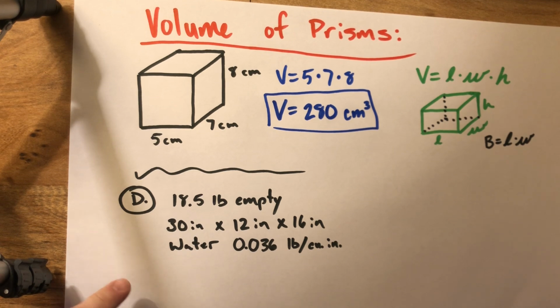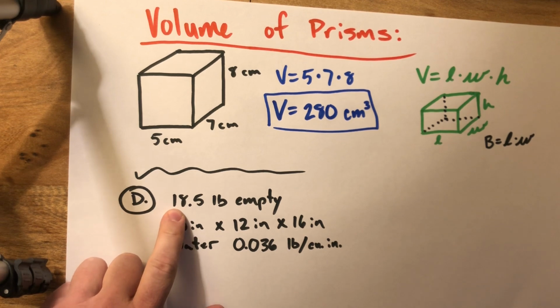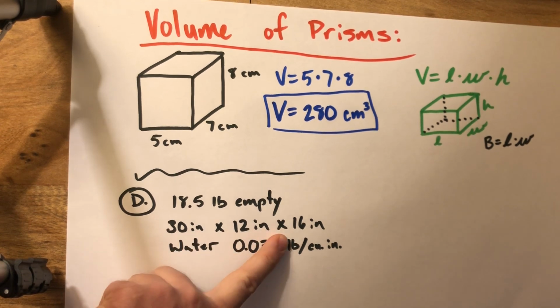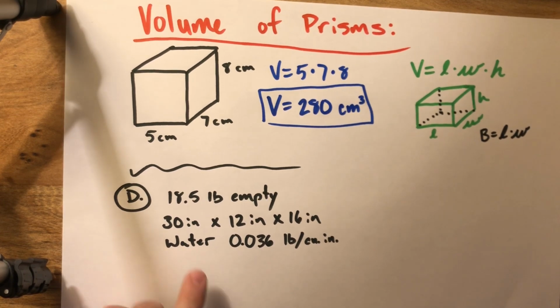So you can see I've listed the needed information here. We have the 18.5 pound empty weight. We have the dimensions, which we're going to be finding the volume of. And in fact, the order that I put them in is just fine to multiply. And then each one of those cubic inches of water weighs 0.036 pounds. So that's what this means, per cubic inch. So our goal here is to find the total weight of the aquarium when it is full. So let's start with a few things. We have the empty weight.